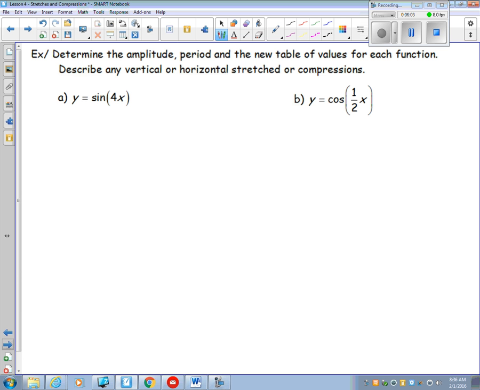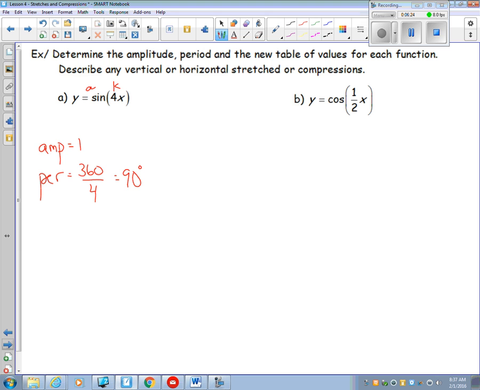Okay, so my amplitude. Amplitude is the number out front, the a value out here. Oh, there's nothing there, so it must be a 1. The period. Period is 360 divided by k. K is that number. So 360 divided by 4 makes 90. Yeah, I've compressed this thing.